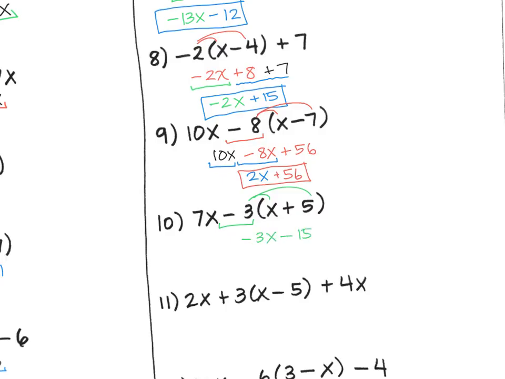Okay, I'm going to go ahead and bring down the 7x, and then we're going to look for like terms. Okay, 7x, is there any other x's? There's a 3x, and the sign in front of the 3x is a minus. So this is 7x minus 3x, which is 4x. Let me bring down the minus 15 at the end, and that's a good answer.